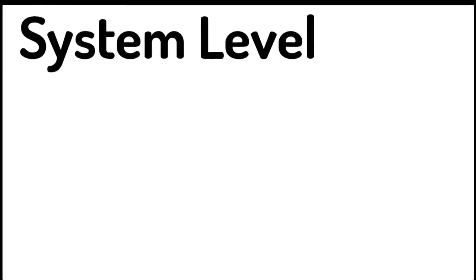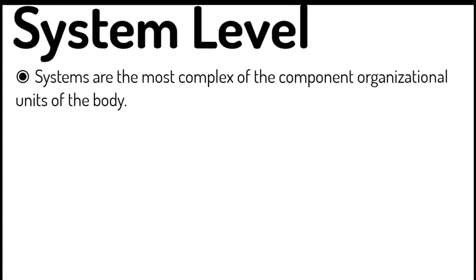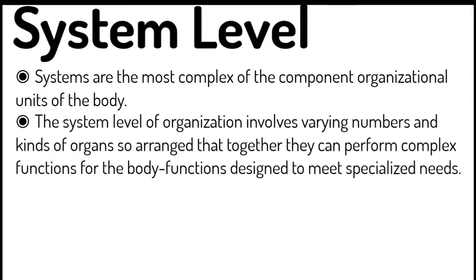System level. Systems are the most complex of the component organizational units of the body. The system level of organization involves varying numbers and kinds of organs so arranged that together they can perform complex functions for the body, functions designed to meet specialized needs.